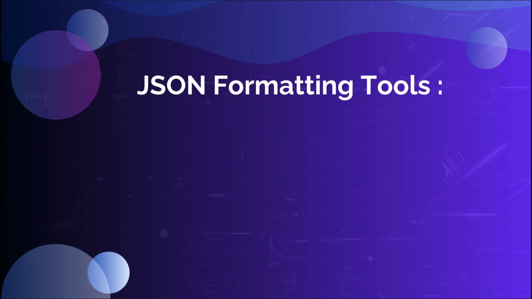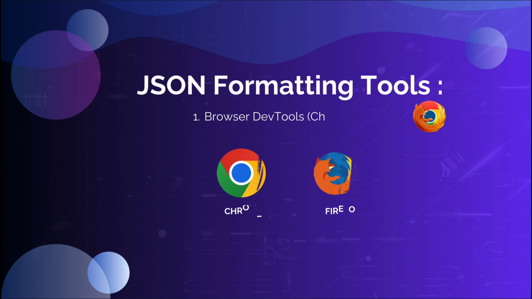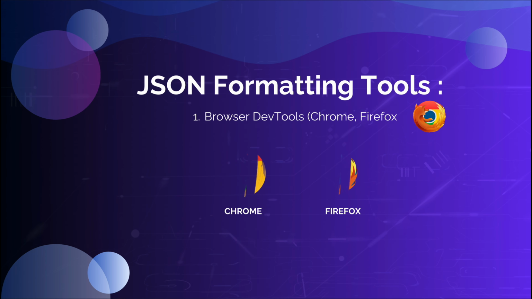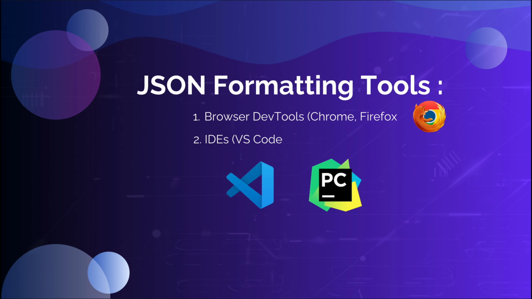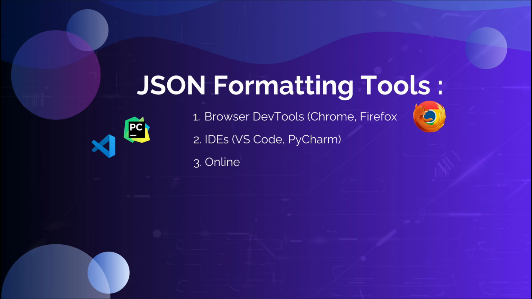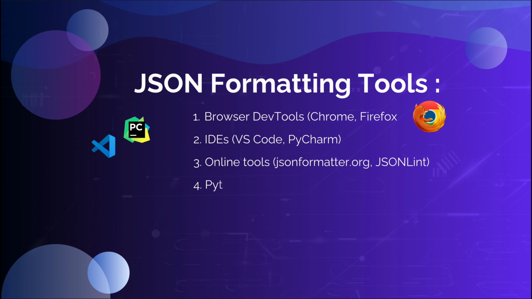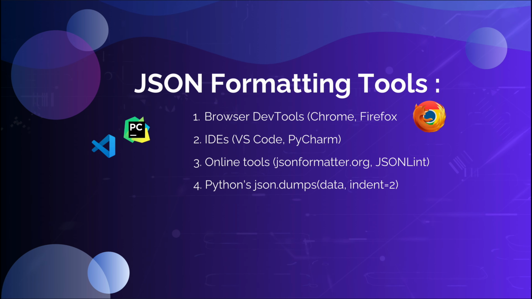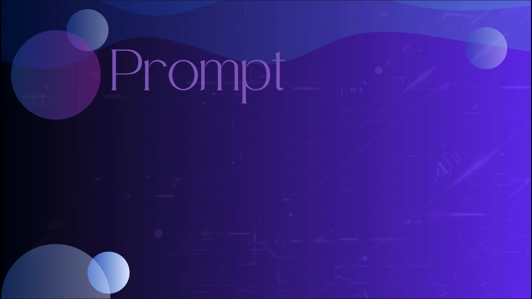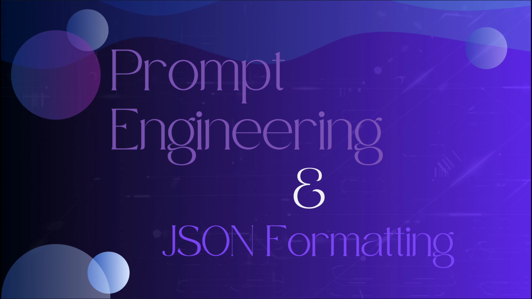Good news, you don't need to format JSON by hand. Browsers like Chrome and Firefox have built-in dev tools. IDEs like VS Code and PyCharm format JSON automatically. You can use online tools like JSONLint or JSON Formatter, and if you are coding in Python, just use json.dumps(data, indent=2). Done.